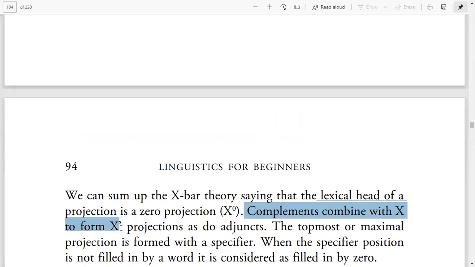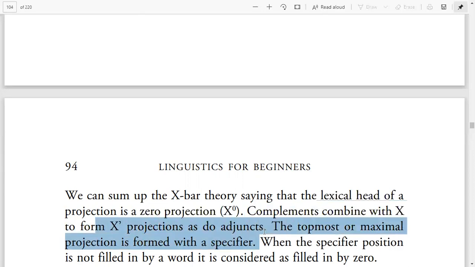So you will have to add some complements with that lexical item in a phrase, right? For example, in the noun phrase you added a preposition phrase with the noun, and in the verb phrase you added a specifier. Then you add adjuncts and make a projection, right? X can be any adverb, verb, noun, etc. So when you add such complements, they make some projection. Complements combine with X to form X bar projection, as do adjuncts.